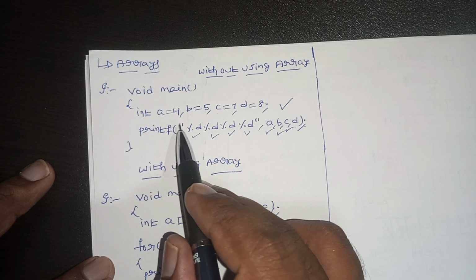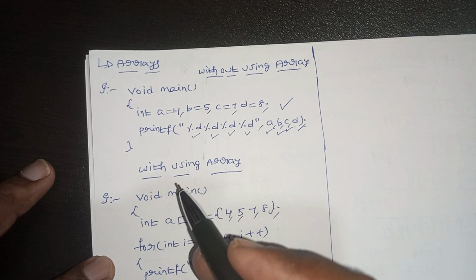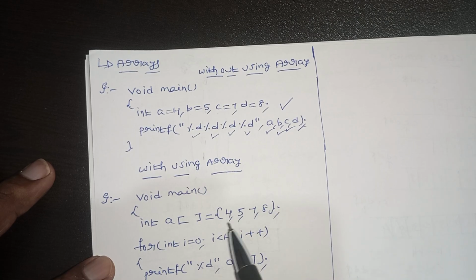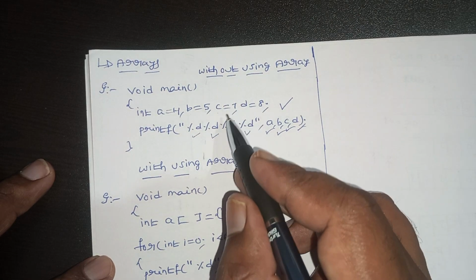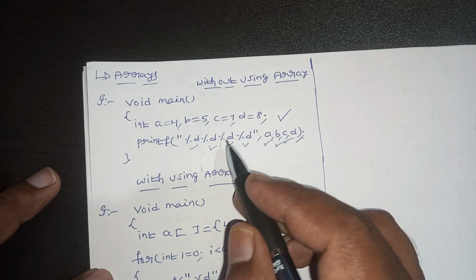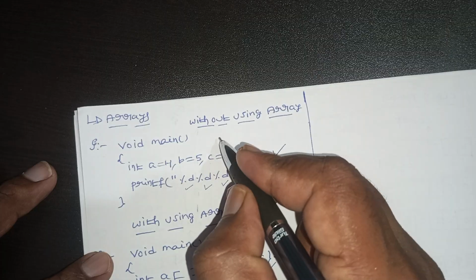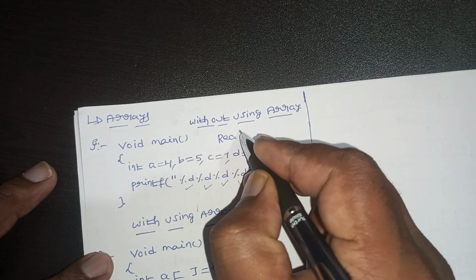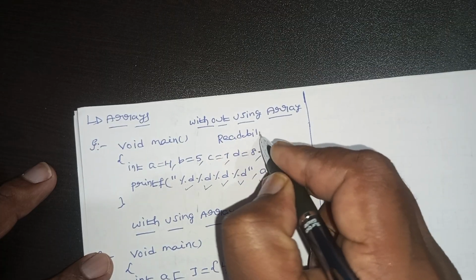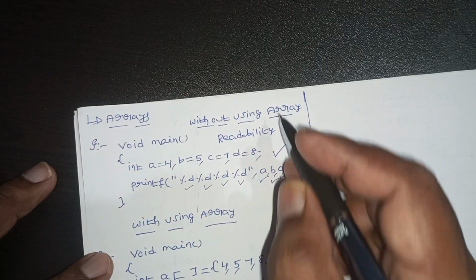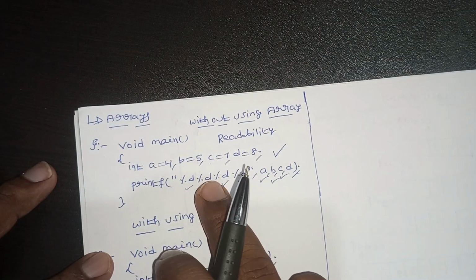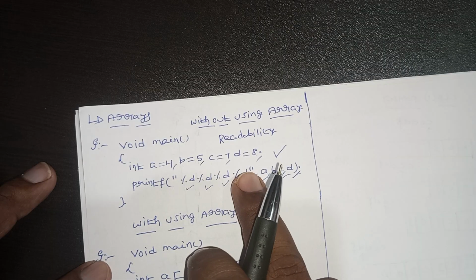Now you see some observation here. I am taking more number of variables of the same type. We have to overcome that. The problem here is a problem of readability. What is the meaning of readability? This is a very small program. You are able to identify that only four variables are there.